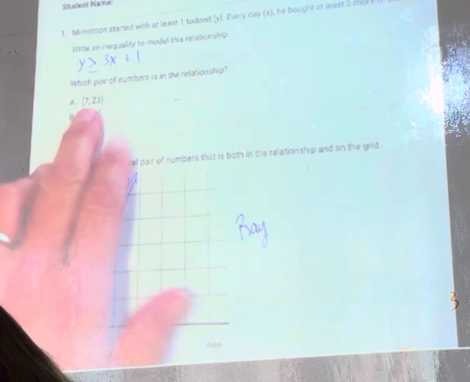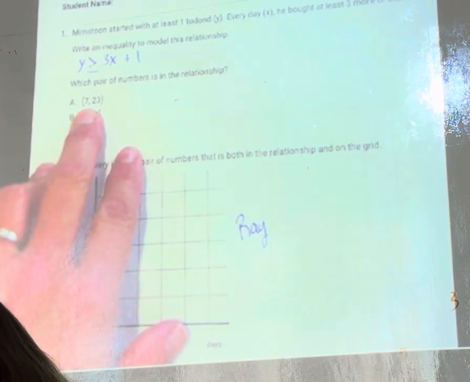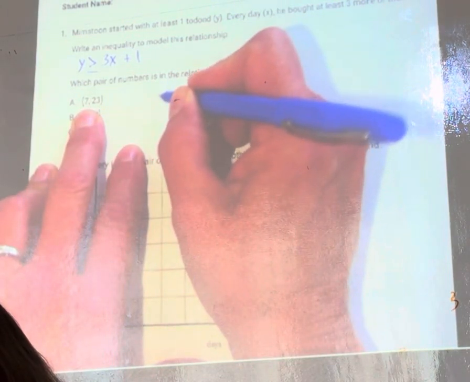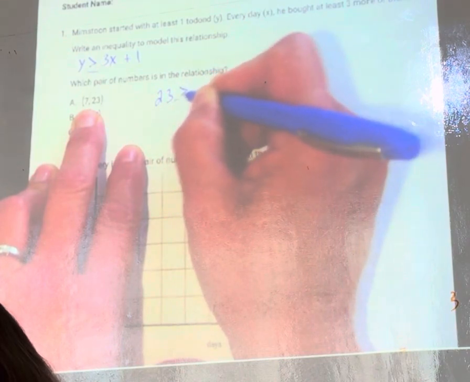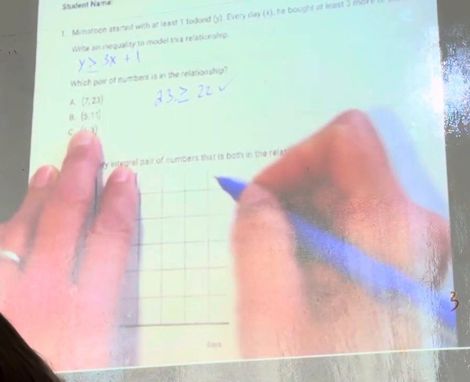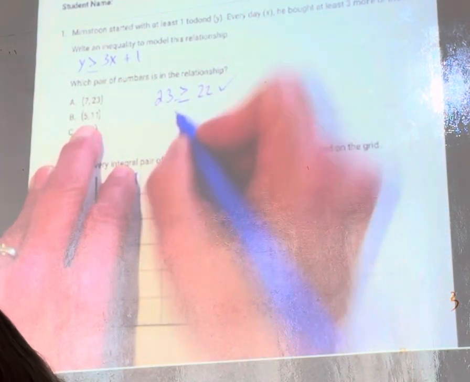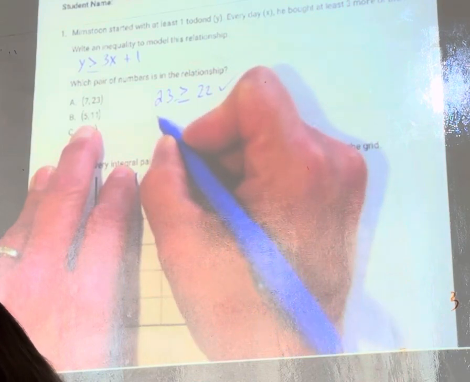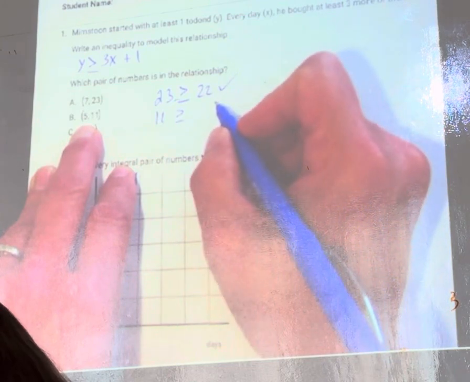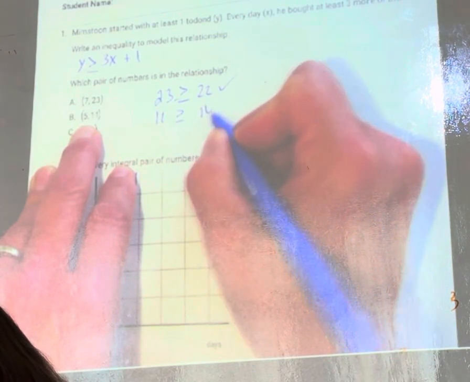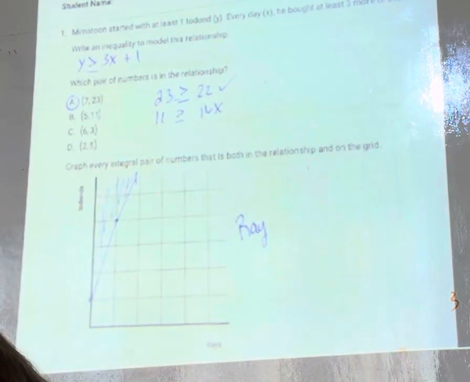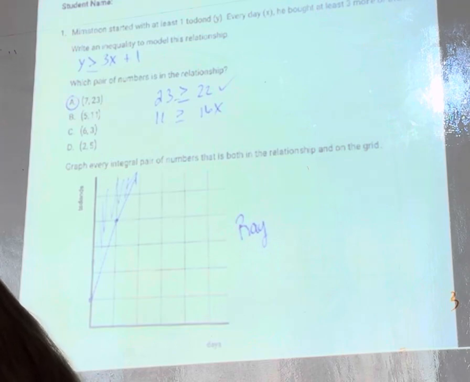So what is 3 times 7? 21. 21 plus 1 is 22. So is 23 greater than or equal to 22? Yes. So if you had put 5 in, 3 times 5 is 15. So 11 is not going to be greater than 15 plus 1, which equals 16. So that's a false statement. So A is correct. You either plug it in, or if you can visually see it, that makes it a little bit easier.